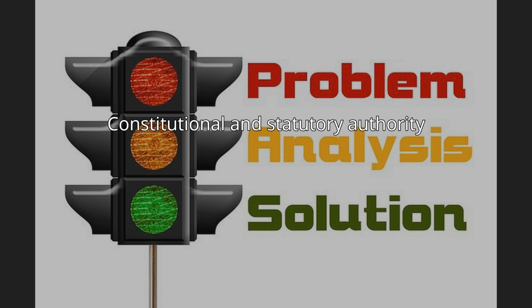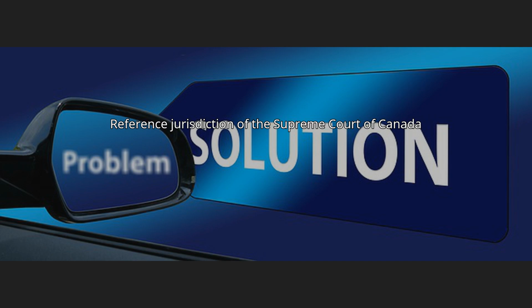Constitutional and statutory authority. Reference jurisdiction of the Supreme Court of Canada. The Constitution Act, 1867 gives the federal parliament the power to create a general court of appeal for Canada, but does not define the jurisdiction of the court. When Parliament created the Supreme Court of Canada in 1875, it gave the federal cabinet the power to refer questions to the Supreme Court for the court's opinion. That provision has been carried forward and is now found in the current Supreme Court Act.